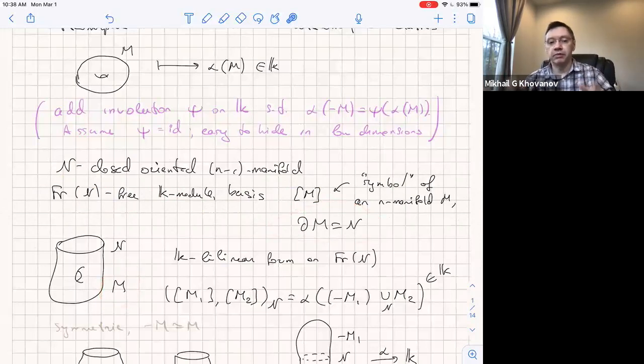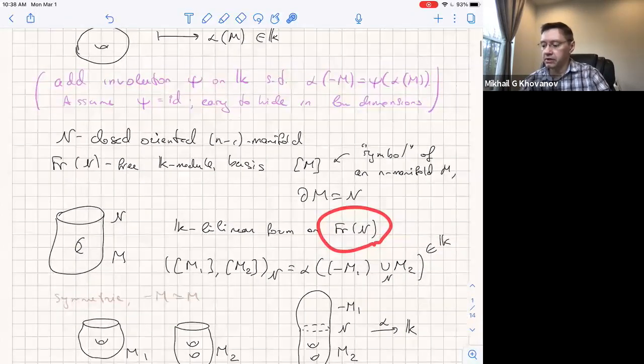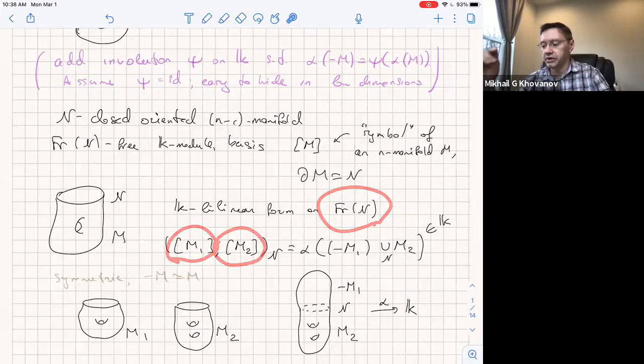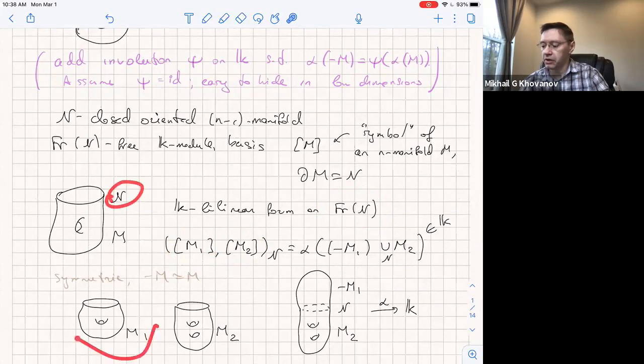And this is countable. Well, we can say that it's a countable set if you look at these manifolds up to diffeomorphism. And so it's a vector space with a countable basis. And on this vector space, there's a canonical bilinear form. This bilinear form takes two vectors, two generators, M1 and M2, that bound N, so M1, M2 with the same boundary N.